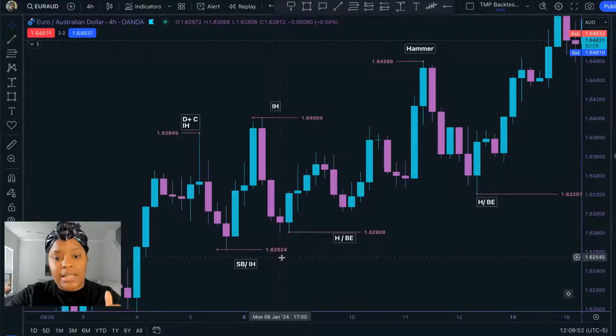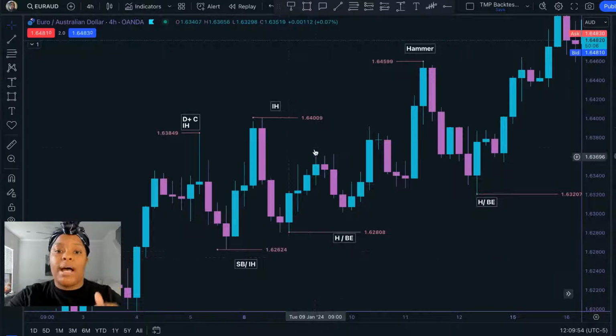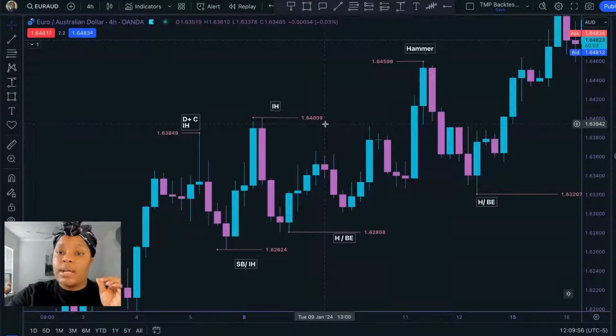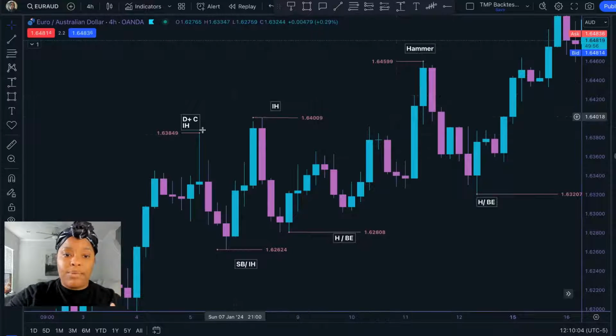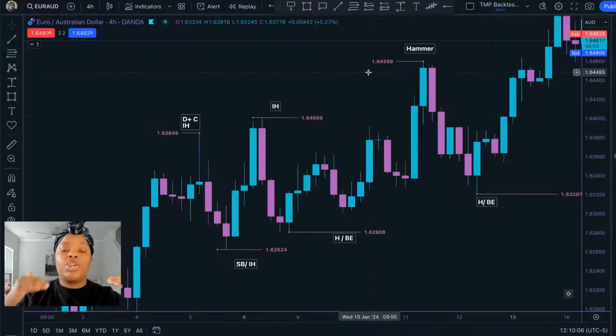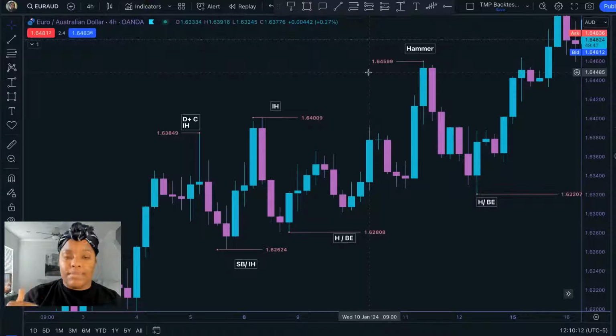Then it went to $1.62624 Australian dollars, $1.649, $1.62808, and so forth. Now, every time price makes a higher high, it is showing us that the buyers have control. So what candlesticks led with the information? What candlesticks keep repeating themselves? Well, let's look at it.